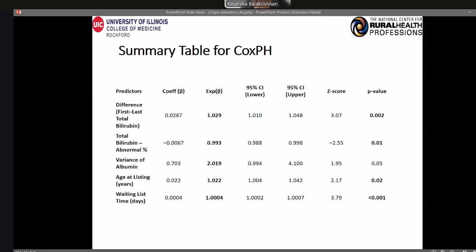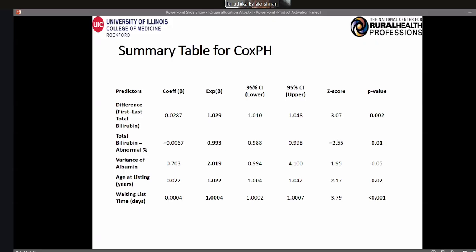The difference between the first and the last bilirubin levels. The coefficient is positive with a hazard ratio of 1.03. The p-value is significant, meaning it is statistically significant. In simple terms, we can say that for every 1 point increase in the change in bilirubin over time, the risk of mortality after transplantation increases by about 3%. This tells us that patients whose bilirubin levels rise substantially before the transplantation, showing worsening liver function, are at higher risk of poor post-transplantation outcomes.